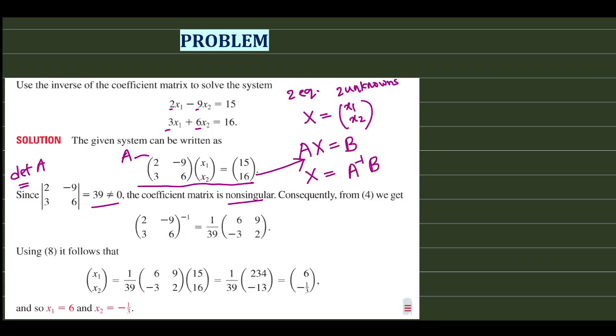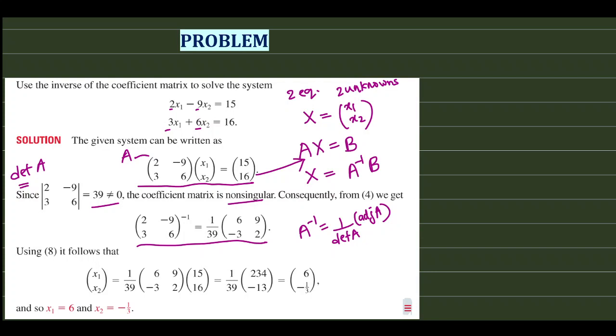So first we have to find A inverse. In the last lecture, we explained how to find A inverse in the case of a 2 by 2 matrix as well as in the case of a 3 by 3 matrix. As we studied in the last lecture, A inverse is 1 by determinant of A into adjoint of A. So using that formula, we get A inverse equal to 1 by 39, since the determinant is 39, and the adjoint of A, in this case, is 6, 9, minus 3, 2.